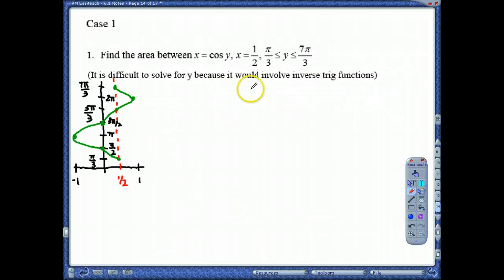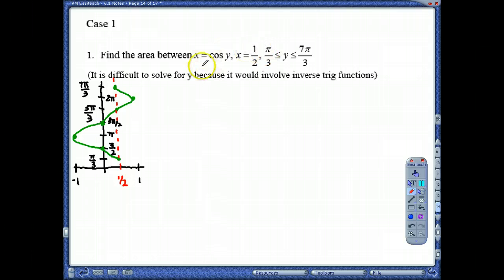So let's look at our first example. x equals the cosine of y. Now in this example, we could actually solve for y, but then we would have inverse cosine. Ugh. We're not so good at the inverses. Some of us aren't so good at the cosines. So we're going to keep it as it is, and we are going to integrate with respect to y.